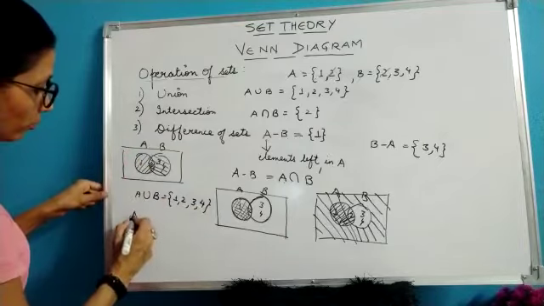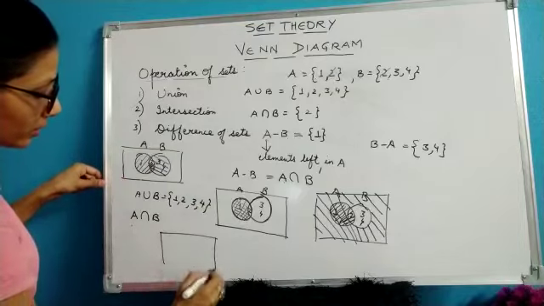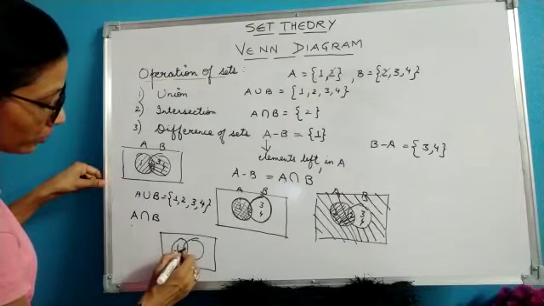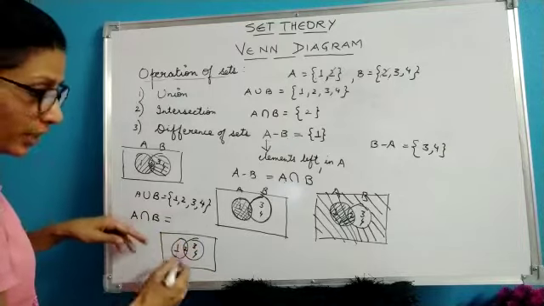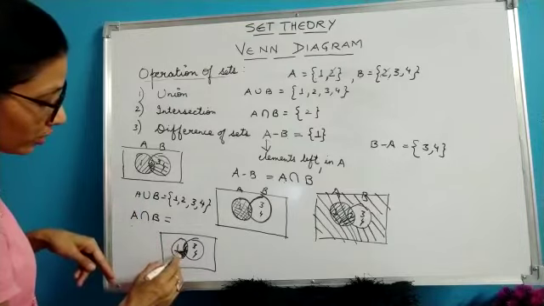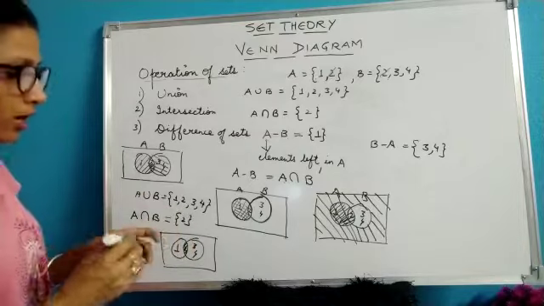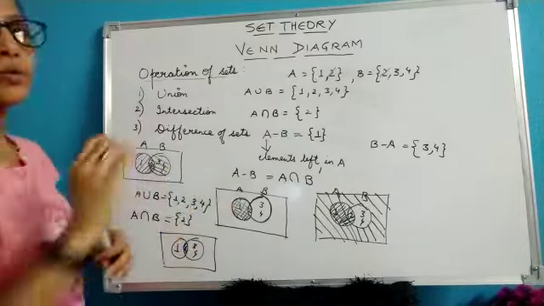If I want to mark A intersection B, then how can I mark? Say this is my A, this is my B, which represents 1, 2, 3, 4. I want to shade the region which is common between them. So this is the region which is common and it is coming out to be 2. So this is how we represent sets by Venn diagram.